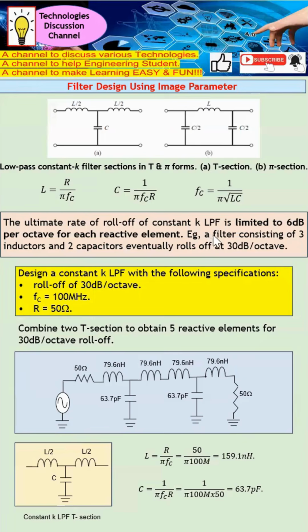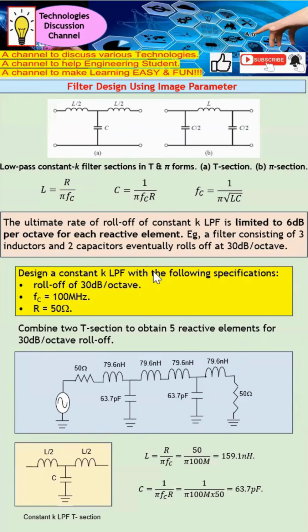For example, a filter consists of 3 inductors and 2 capacitors, which means in total it has 5 reactive elements, and therefore we can conclude that the eventual roll-off for this low pass filter will be 30 dB per octave. Let's come to an example to understand better.